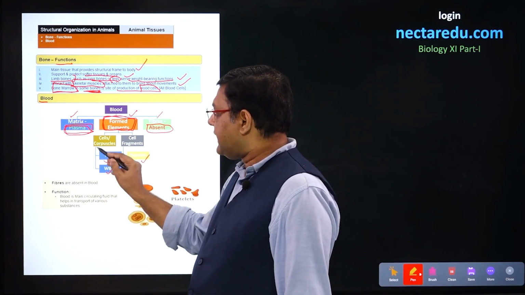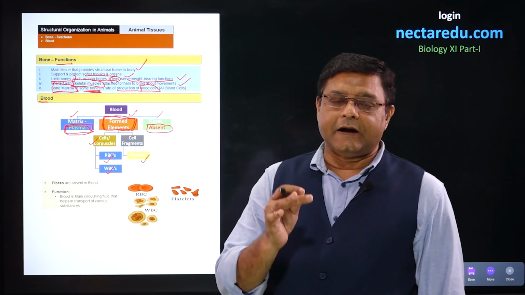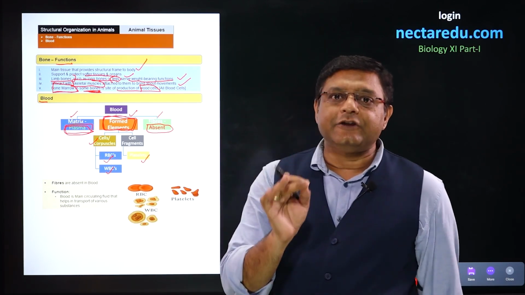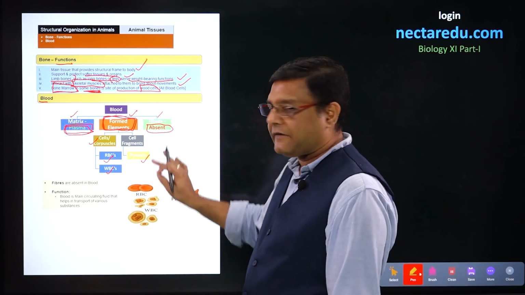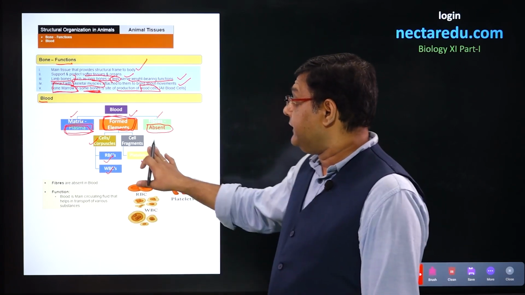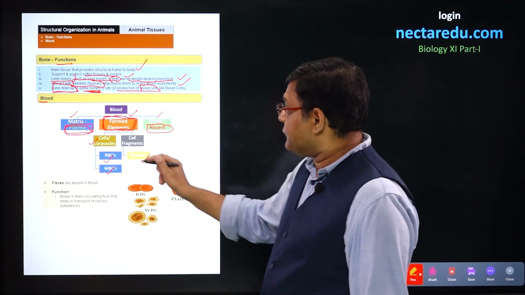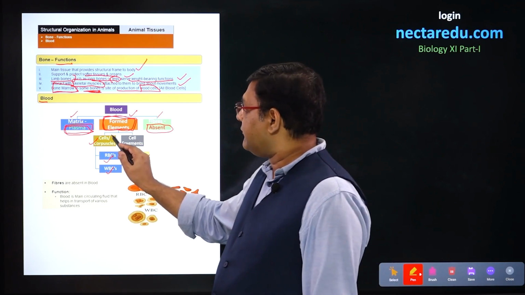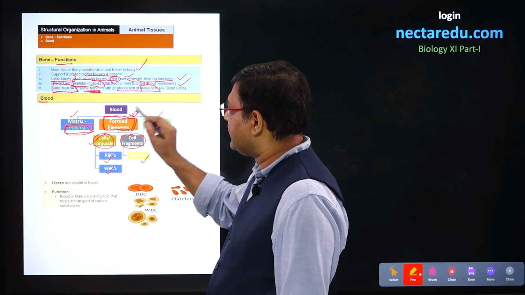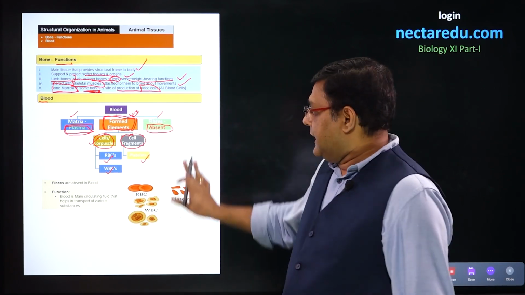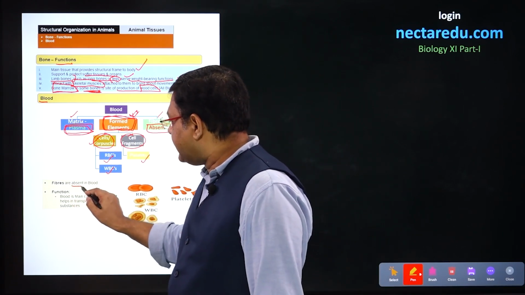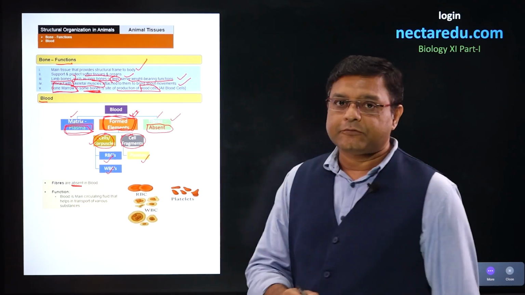Now RBCs and WBCs can be called complete cells or corpuscles, but platelets are small fragments. Now these are fragments which are produced in bone marrow by megakaryocytes, so we cannot call these cells. Now the term formed elements covers both the cells and the cell fragments, and that is why we call it formed elements. Lastly, we can say that blood is a type of connective tissue in which fibers are absent.